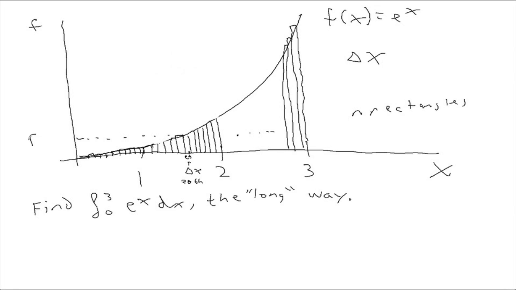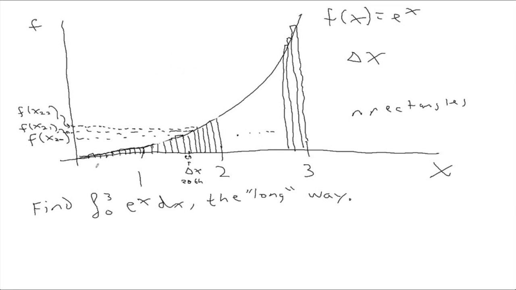F of x20. And then here's the 21st rectangle. How would we find this height? F of x21. That's right. And here's the 22nd rectangle. So what would its height be? It's F of x22.